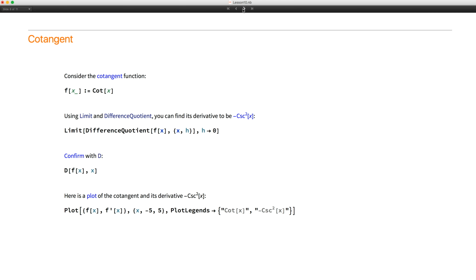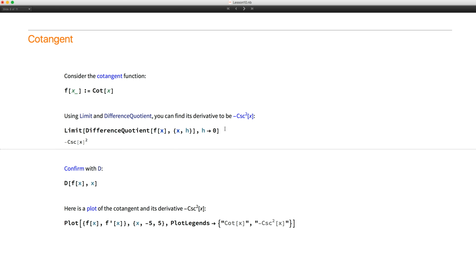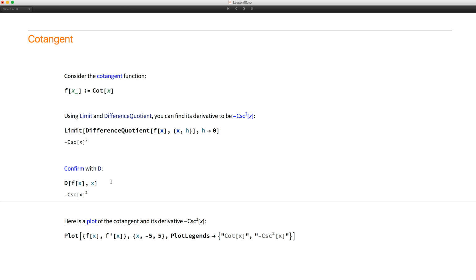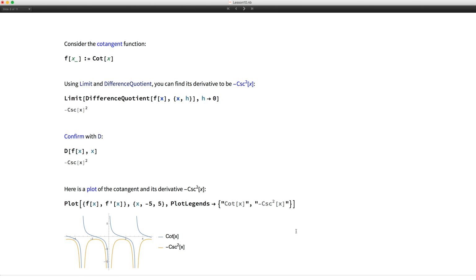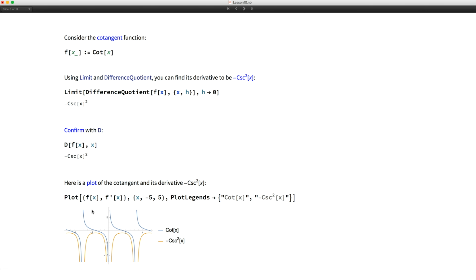Finally, we go on to the cotangent function. Its derivative turns out to be negative cosecant square x. You can confirm that with D. And the question is, why is there a negative sign? Well, the point is that unlike the tangent, the cotangent is always decreasing, and so its derivative is always negative.